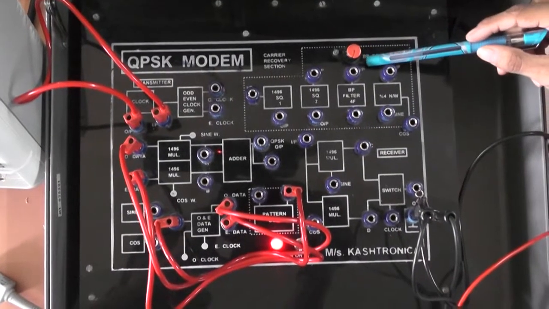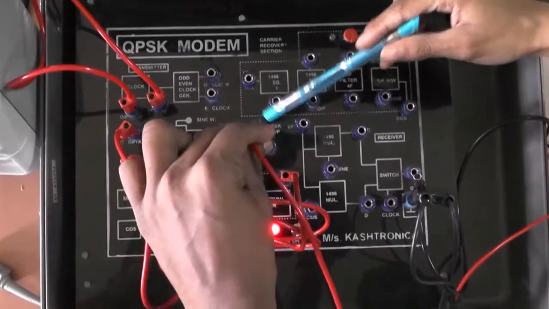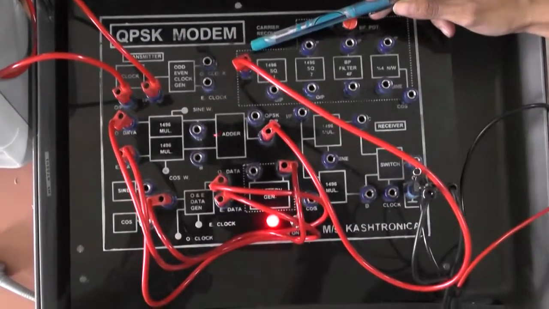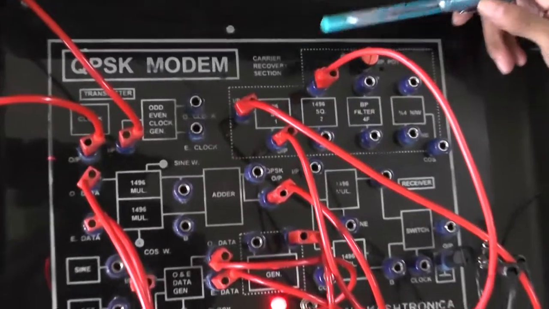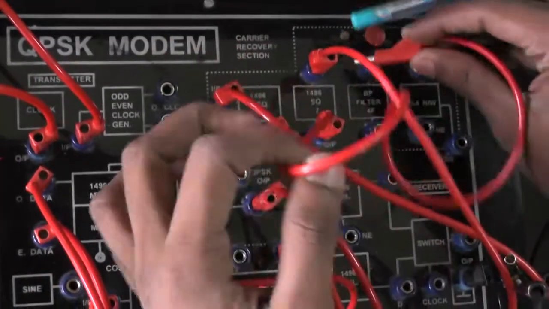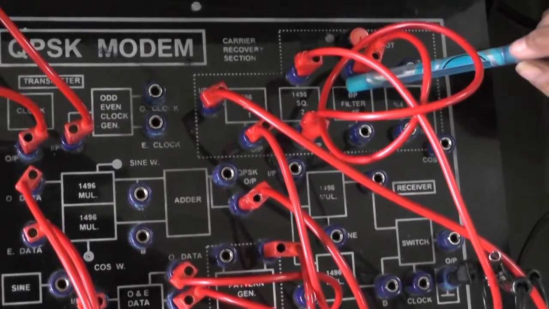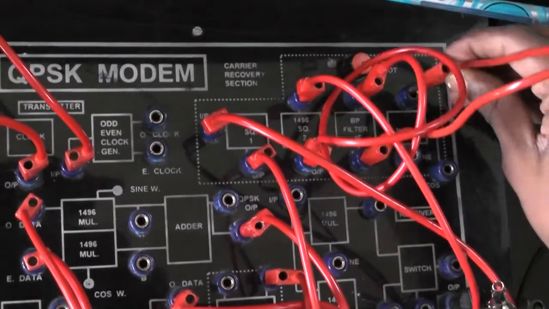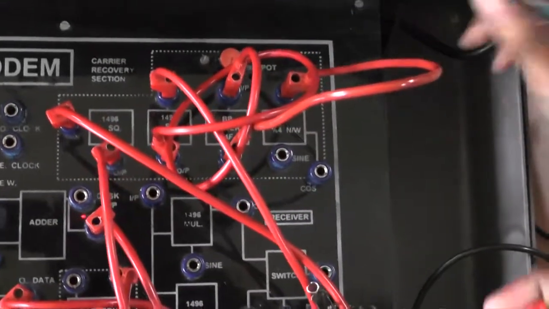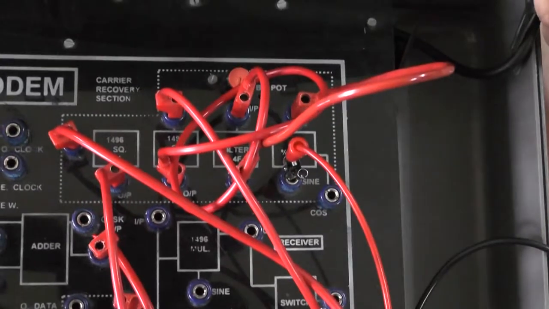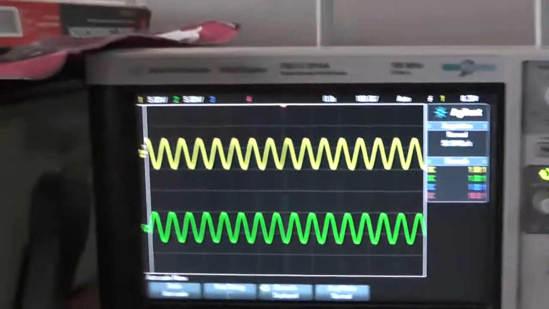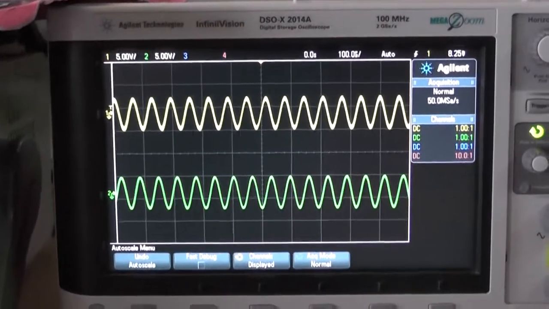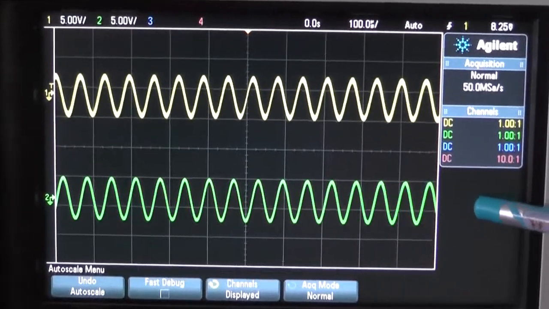Now we'll see the carrier recovery section. Give the QPSK output to the input of the squaring circuit, the output of squaring circuit 1 to the input of squaring circuit 2, the output of squaring circuit 2 to the bandpass filter, the output of the filter to the divide by 4 network, and check the carrier. Here we can see the sine carrier and the cosine carrier.